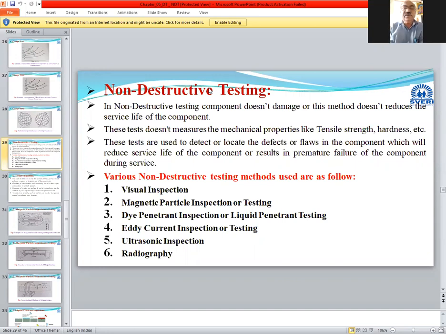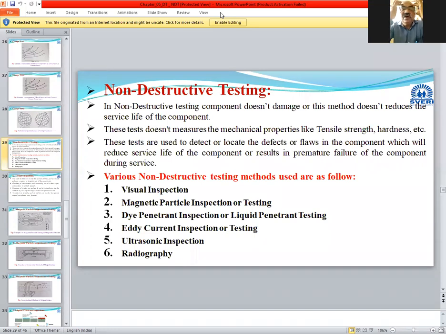Non-destructive testing means we cannot break the component. After testing, we can use this same component in the assembly or in working condition. This is called non-destructive testing. Non-destructive testing does not damage the component. This method does not reduce the service life of the component, which means after testing the component will go on working.